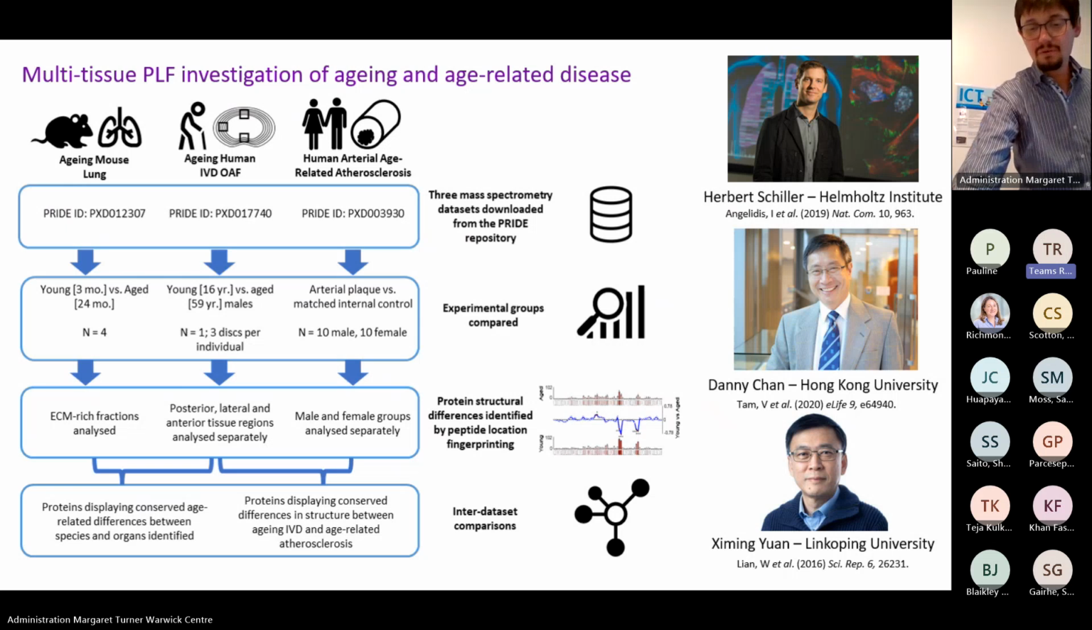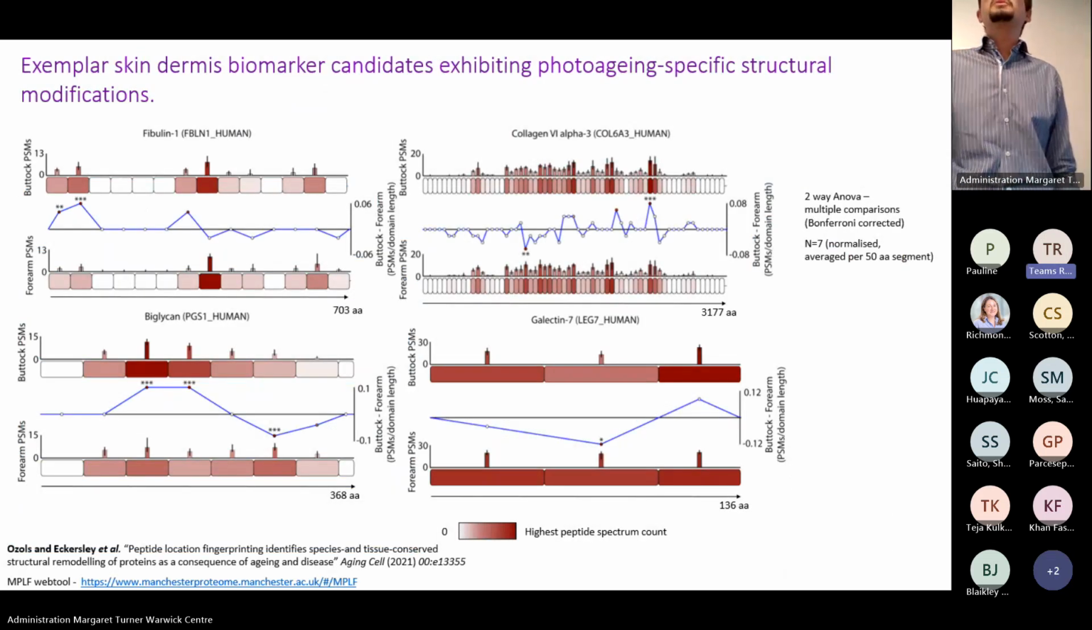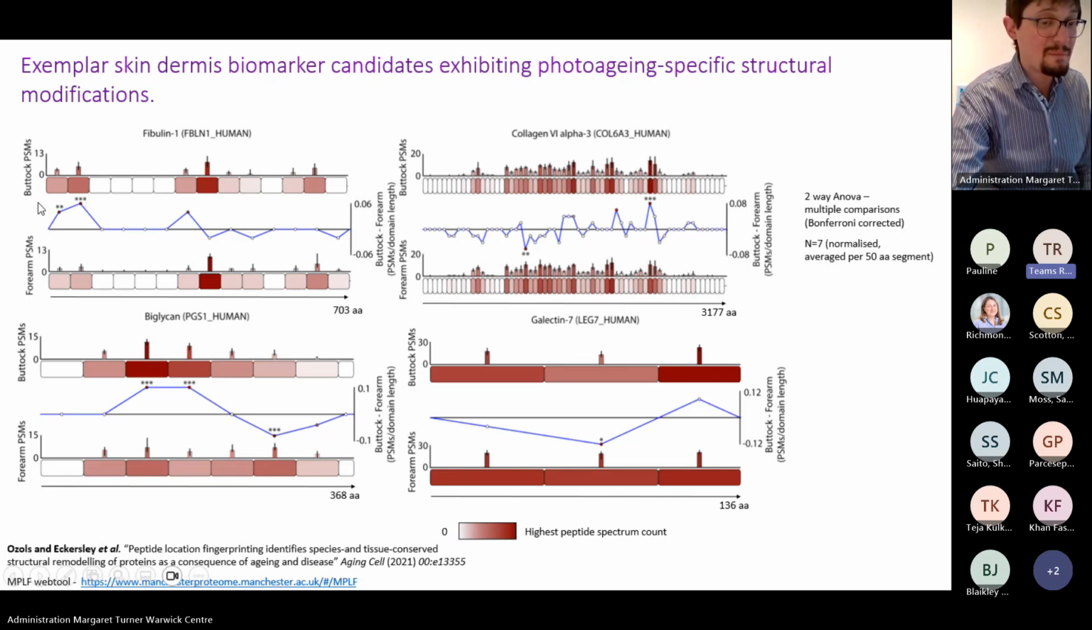And just to highlight a few proteins of interest: fibrillin 1, which is an important glycoprotein, so an elastic fiber-associated protein, this N-terminal end over here, we see a significant increase, or a higher number of peptides being liberated from that region in photoprotected buttock versus photoexposed forearm. Similarly, in collagen 6 alpha 3, there are certain regions of the protein where you're getting a significantly different peptide yield. Again, biglycan, an important proteoglycan for TGF-β regulation, changes. Galectin 7, which is a wound healing protein, same thing.